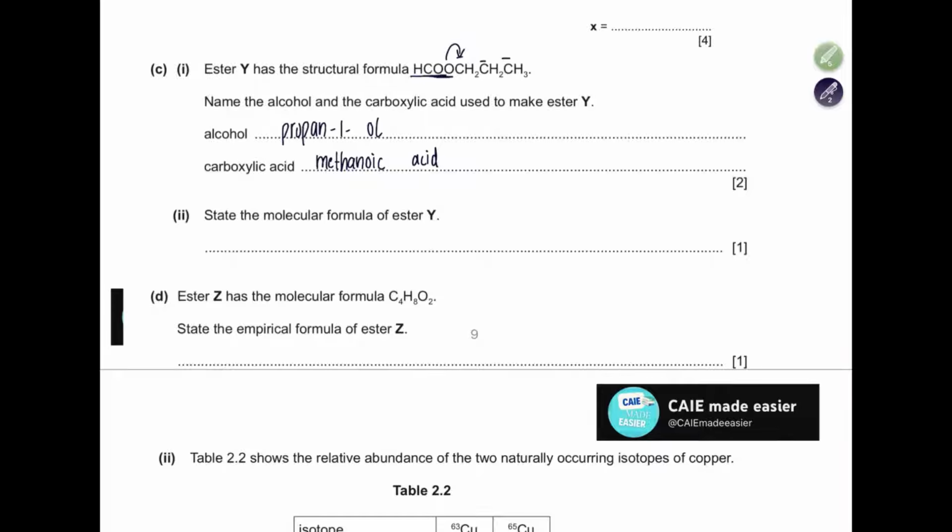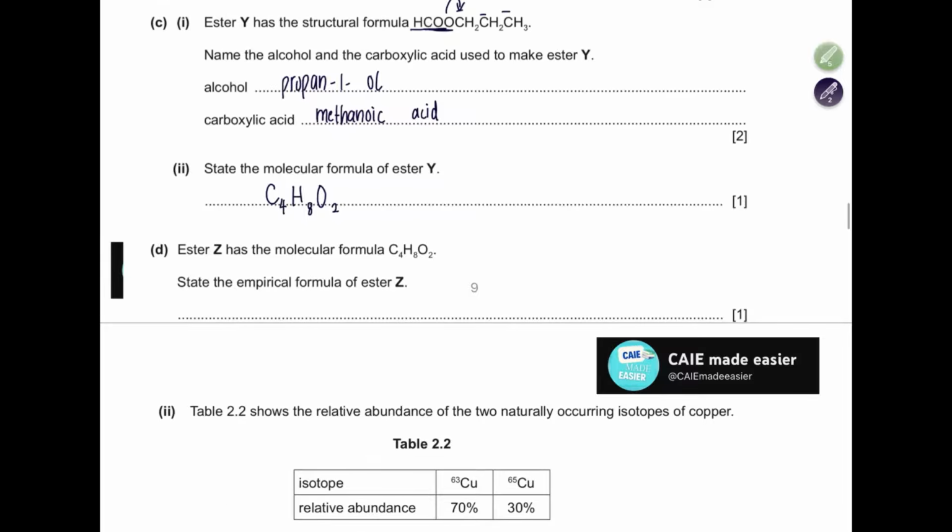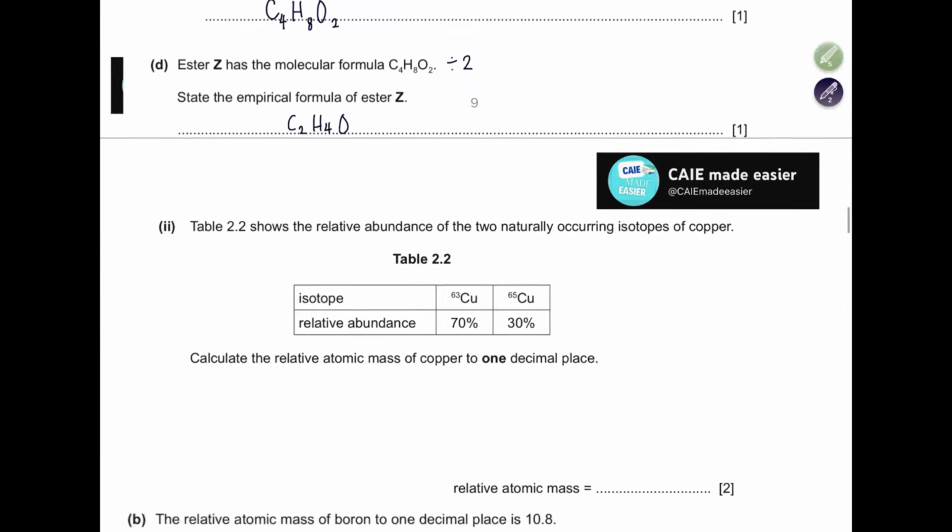State the molecular formula. C, H, and O. What is the number of carbons? 1, 2, 3, 4 carbons actually. 4 carbons, 8 hydrogen, and 2 oxygen. Now next, ester C has the molecular formula C4H8O2. State the empirical formula. We can divide this by 2, so we'll get C2H4O. Moving on.